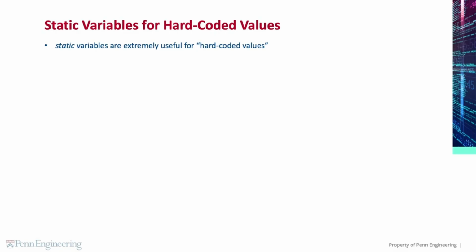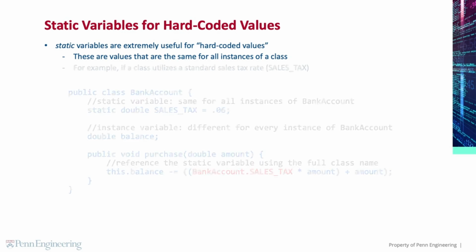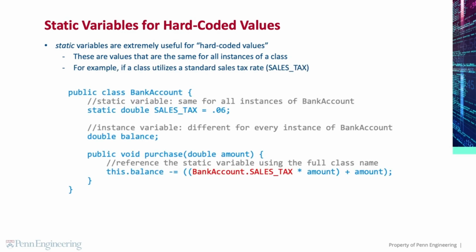Static variables are extremely useful for hard-coded values. These are values that should be the same for all instances of a class. For example, if a banking-related class utilizes a standard sales tax rate, it should be the same for every instance of that class. So you can declare it as static. Here in the bank account class, we declare a static variable sales tax and set the value to 0.06. This will be the same for every bank account or every instance of the bank account class.